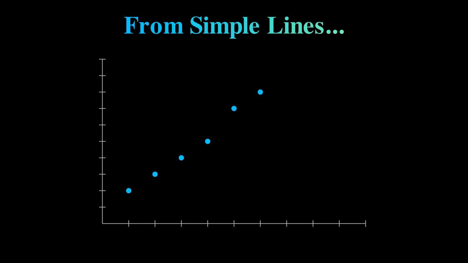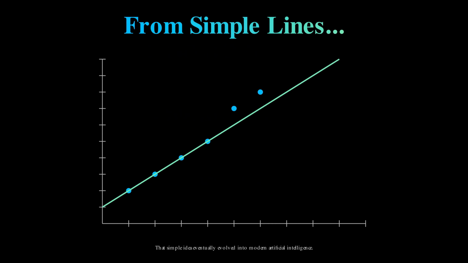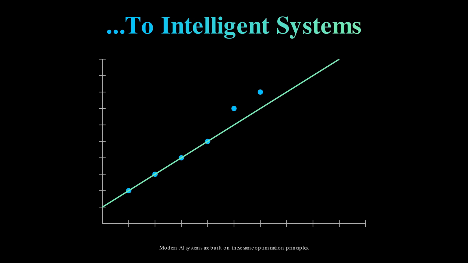At its core, linear regression is simply pattern recognition. The model tries to capture relationships hidden inside data. That simple idea eventually evolved into modern artificial intelligence. Linear regression may look simple, but the idea is extremely powerful. Modern AI systems are built on these same optimization principles.